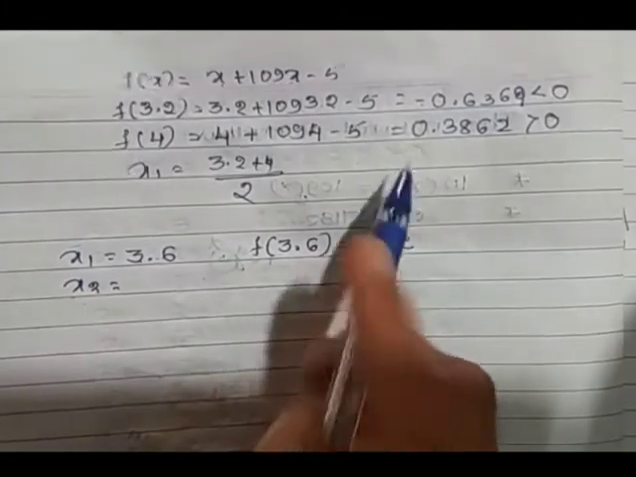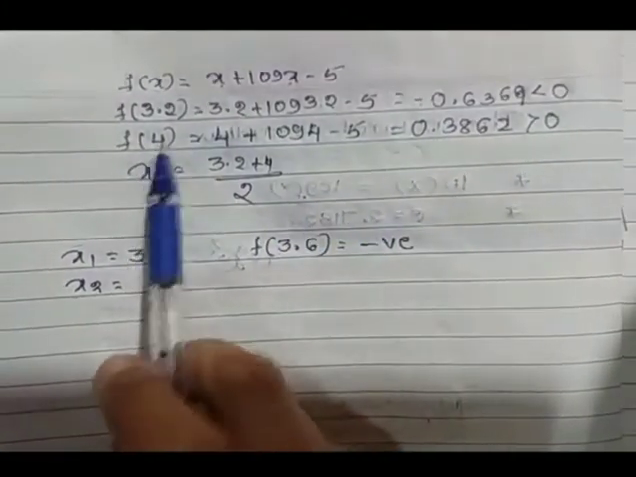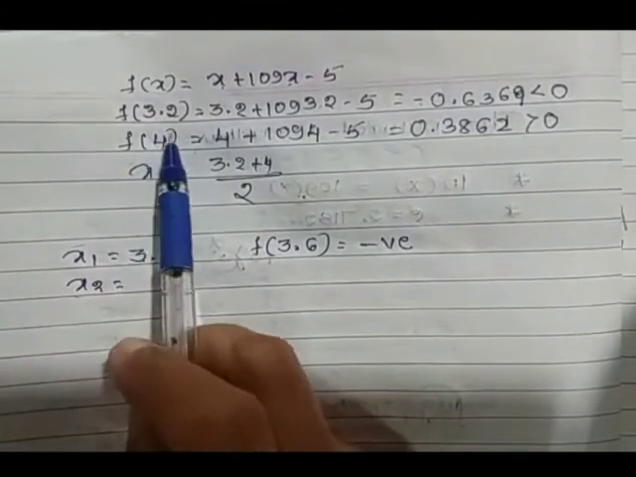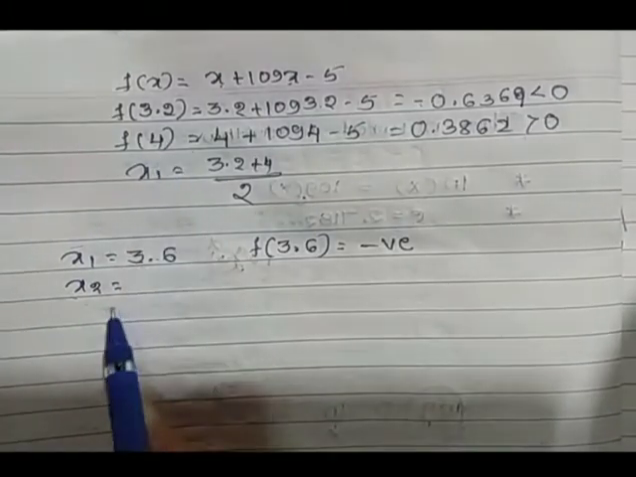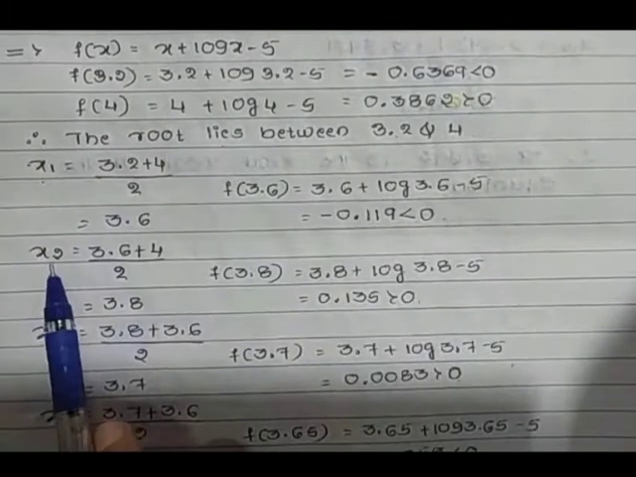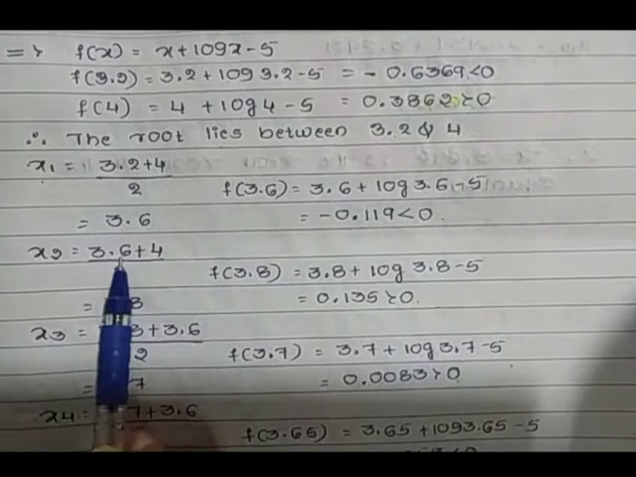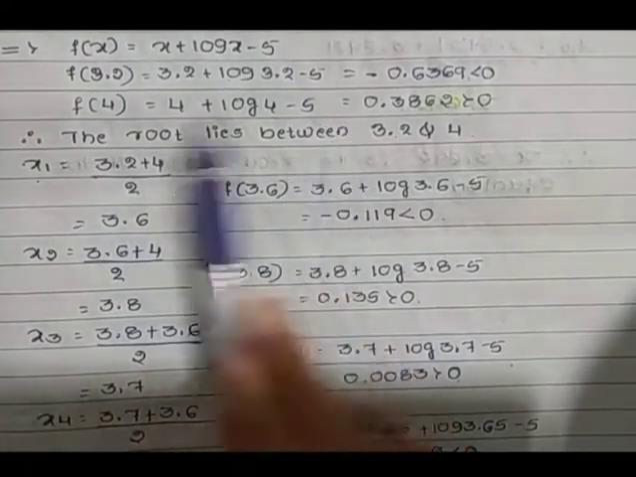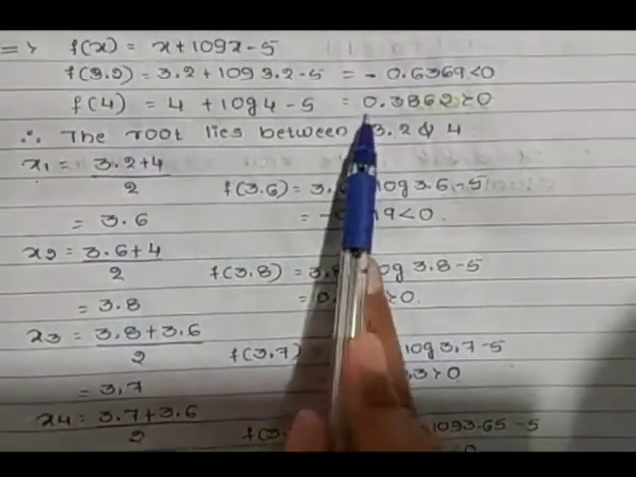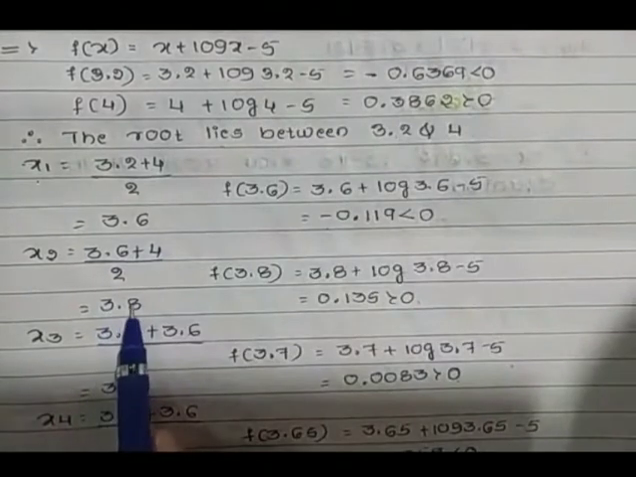Since this is giving negative, go for positive, and this positive value is for this particular number, that is 4. So add 3.6 and 4 for the second approximation. To get the second approximation, consider the previous result, that is 3.6. 3.6 is giving us a negative answer and 4 is giving us a positive answer. So add these two, divide by 2, we get 3.8.